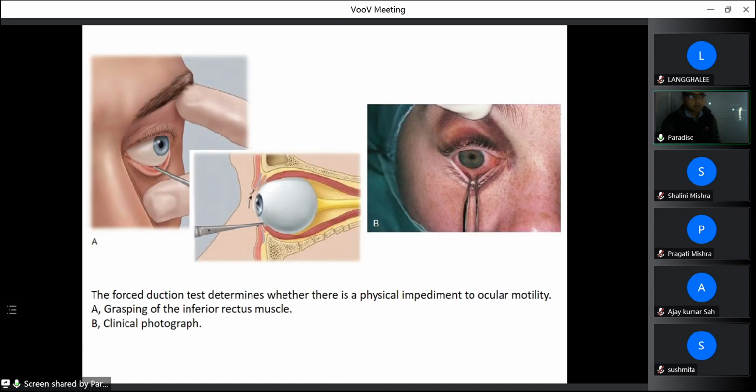Another thing is there is something called force reduction test. Force reduction test is used to identify whether there is any restriction of eye movement or not. The force reduction test determines whether there is physical impediment to ocular motility. It is done by grasping of the inferior rectus muscle.